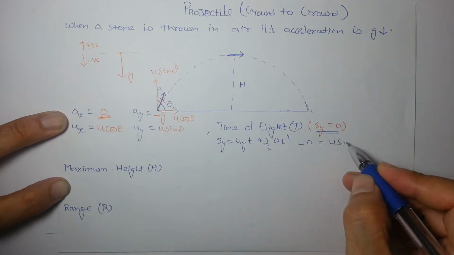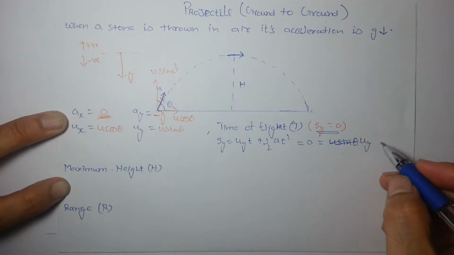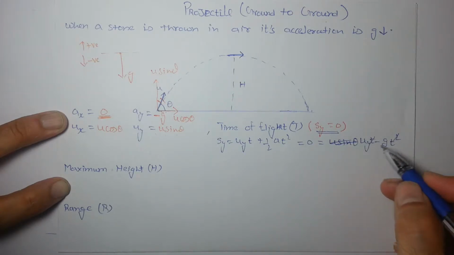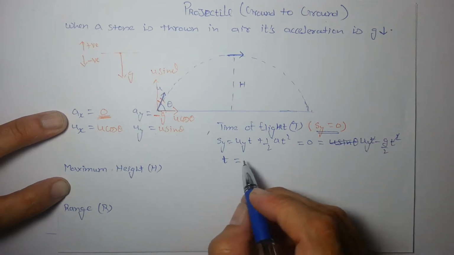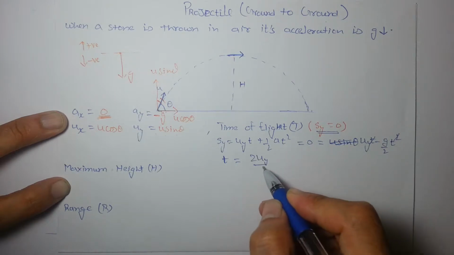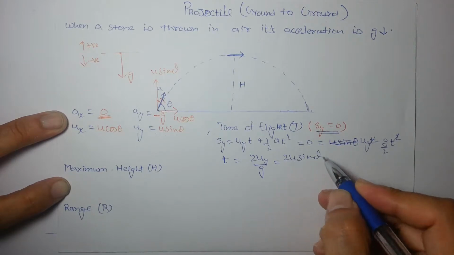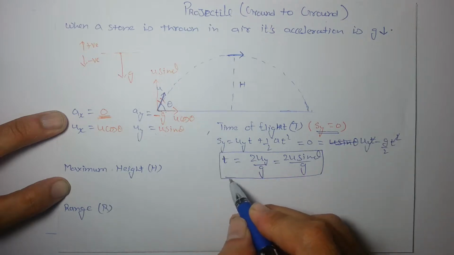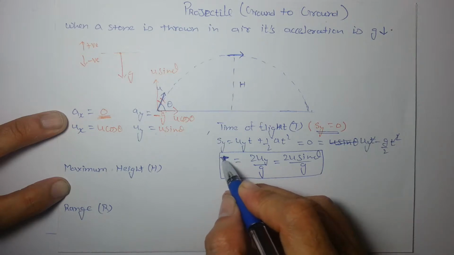Uy is u sin theta, or just take it as uy, I'll put the value afterward. So 0 equals uy t minus g by 2 t square. Just take one t common and you will get t as 2uy by g. It can also be written as 2u sin theta by g. This is a very famous equation and should be remembered.